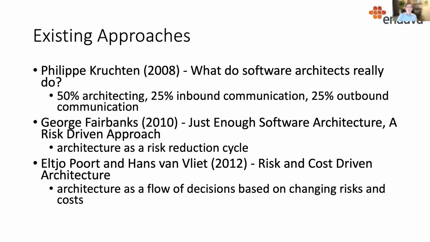And many of you will be familiar with Elschel Poort and Hans van Vliet's work on RCDA, which of course guides the architect to use risk and cost to change their architecture work into a flow of decisions so that they're constantly prioritizing based on the most important things. But these didn't necessarily capture what the general community does. Not everybody uses RCDA. Not everyone has read George Fairbanks's book. Not everyone has got the same experiences as Philippe's former colleagues. What did everybody else do?